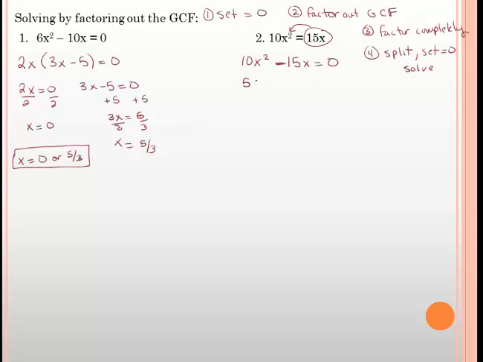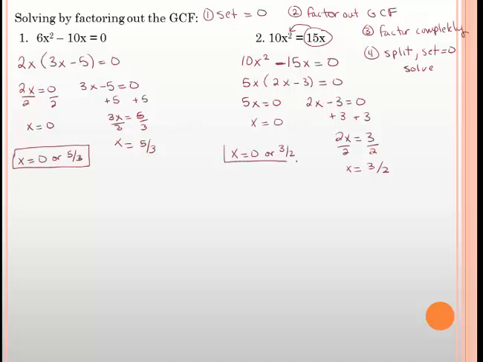10 and 15 will both divide by 5. They have an x in common, and that leaves me with 2x minus 3. So 5x is equal to 0, and 2x minus 3 is equal to 0. If 5x is equal to 0, that means x is equal to 0. I add 3 to both sides, I get 2x is equal to 3. Divide by 2 to get x is equal to 3/2. So my answer is x is equal to 0 or 3/2.